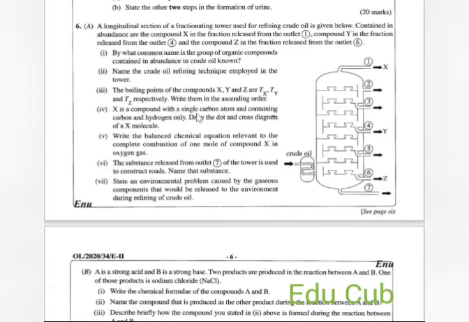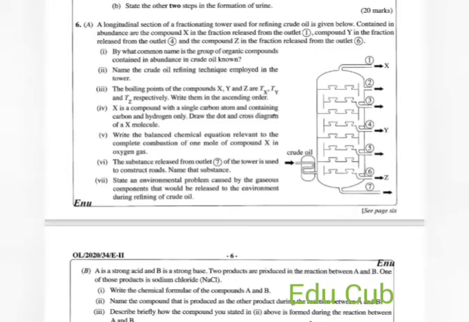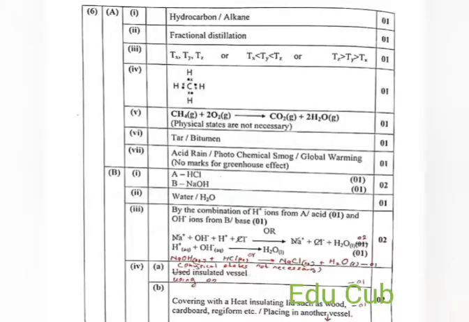X is a compound with a single carbon atom. Fourth one, X is a compound with a single carbon atom and containing carbon and hydrogen only. Draw the dot and cross diagram of the X molecule. Let's see what the X molecule is. Yes, the X molecule is methane. So this is the molecule. You have to draw the molecule structure like this. Very simple. There are bonds between C and 4 H atoms. So very simple, you can draw it like this.